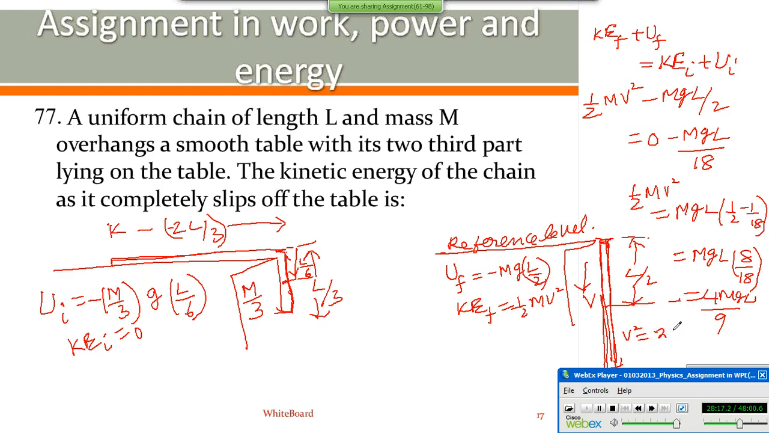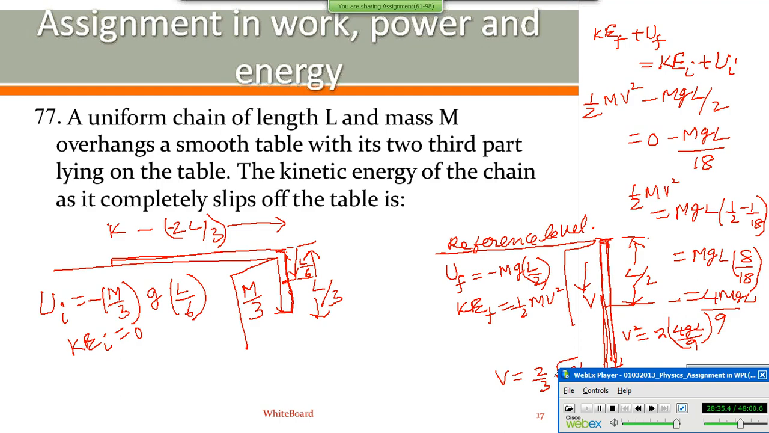2 into 4gl by 9. Or you can write v equal to 2 by 3 root 2gl, in case you are asked to find v. But you are not asked to find v here. So answer will be 4 mgl by 9.